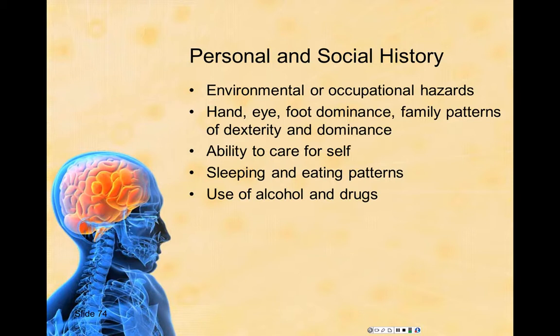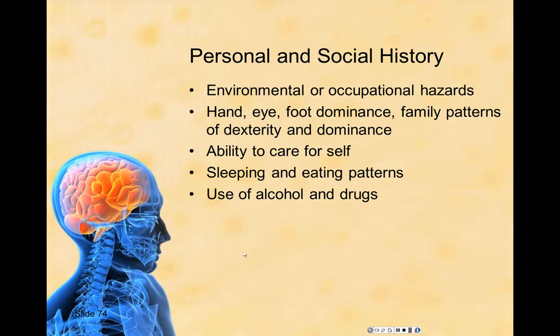In our personal and social history, again, you'll be asking about the environment and any occupational hazards, any kind of hand-eye-foot dominance, family patterns, or dexterity. Now, why do you think that might be important? Well, it's important to know hand, eye, or foot dominance because people can have a little bit of a difference in their strength because of dominance. So it's good to know that in your personal and social history.